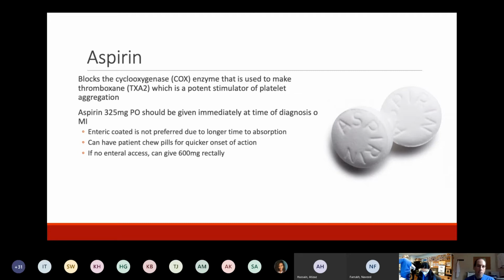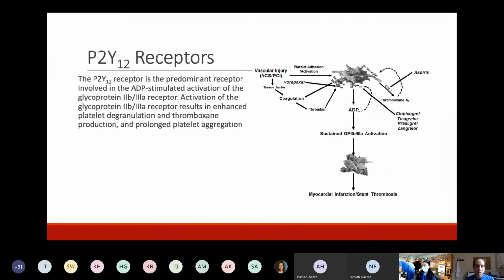Rarely, but I have seen it, people who don't have enteral access can also have STEMIs. So you can give aspirin rectally. It's 600 milligrams rectally. So again, for any concern you have for an MI, unless they have a very, very, very strong contraindication, like an active intracranial hemorrhage, aspirin is the first choice.